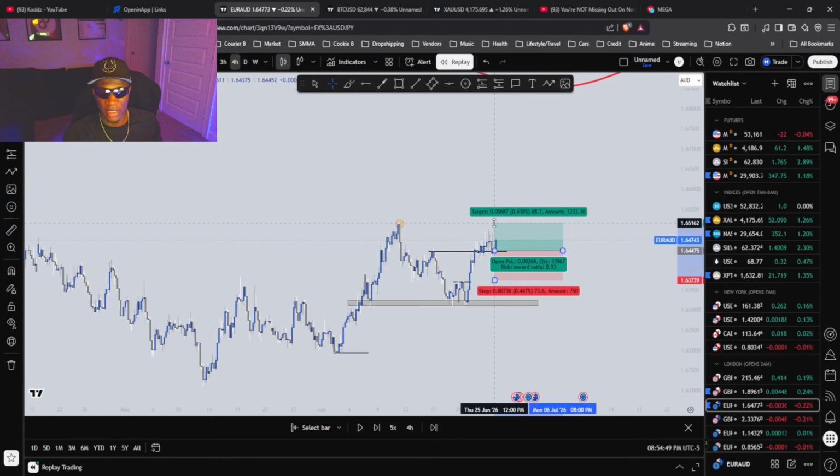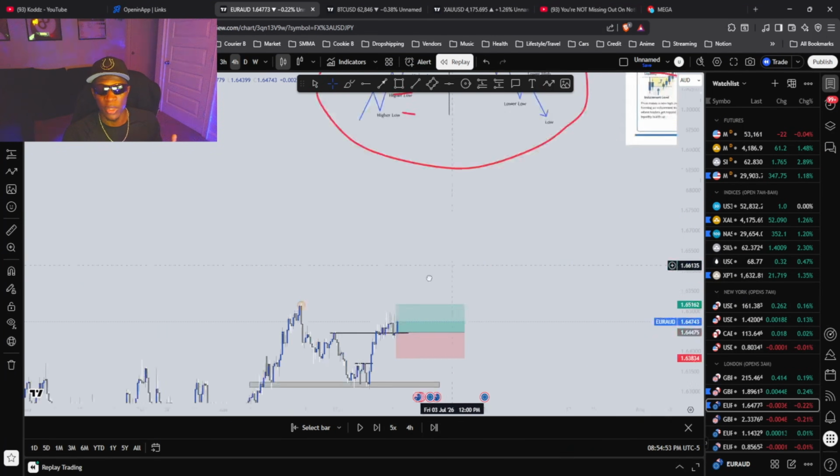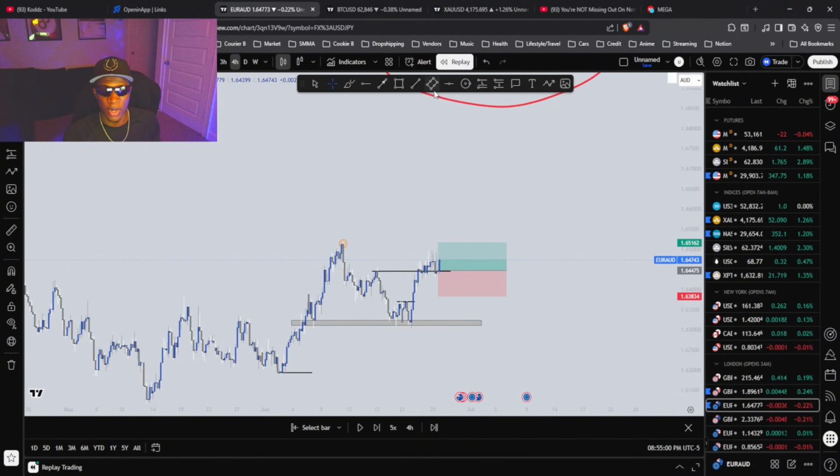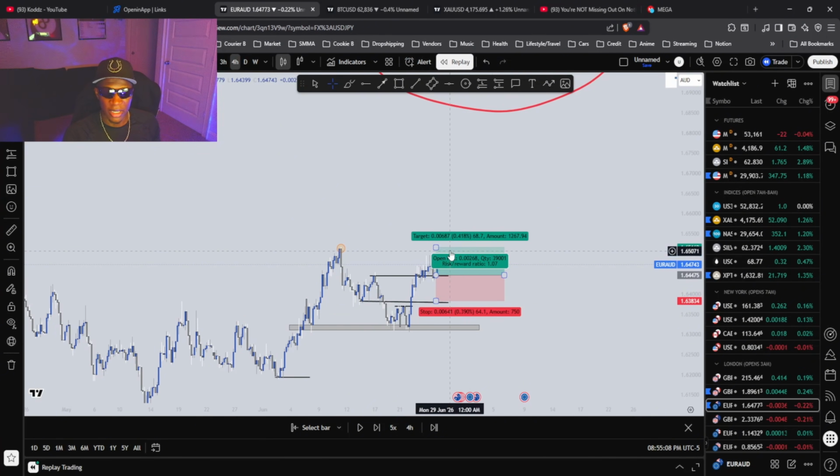So I targeted this here, and my stop loss was below this lower low. Why? Because if price is in a real uptrend, making higher highs, higher lows, it would never break a lower low, lower high. So I'm pretty comfortable placing my stop loss right here. Exactly right here. Are you following me? Okay. So then I targeted here.